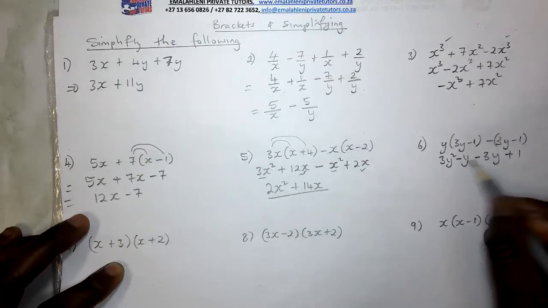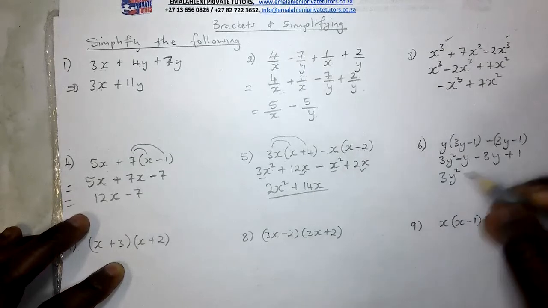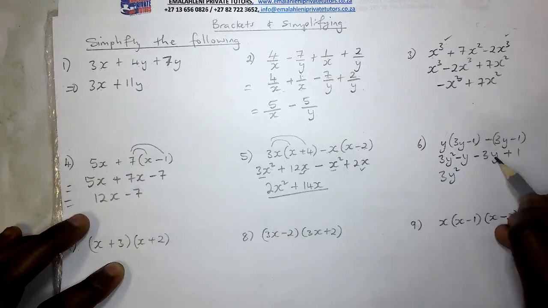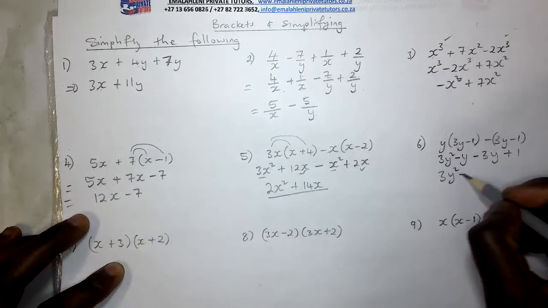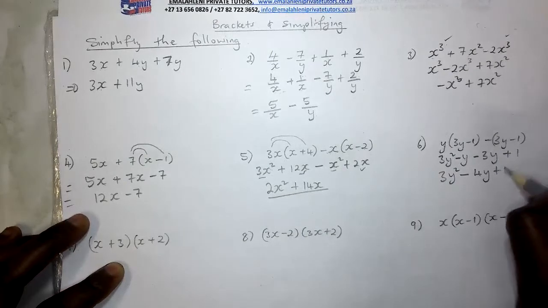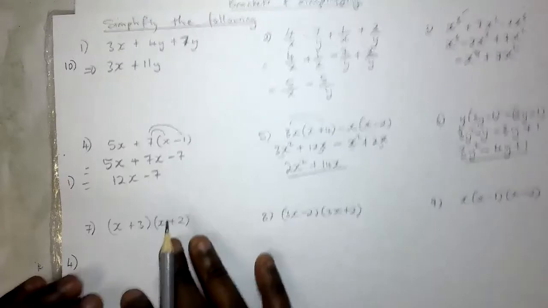Then we bring down 3y squared. You have no other like terms here. Then we get negative y minus 3y. We are adding them to get negative 4y, then plus 1. Then our solution ends here. Okay. Then let's move down here.